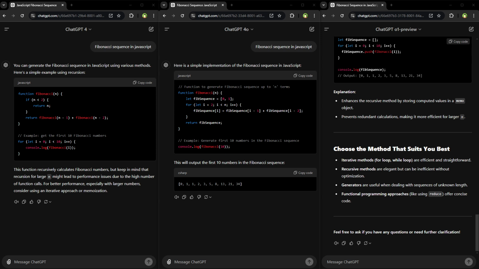Answer from ChatGPT 4o provides a concise iterative solution which is more efficient than recursion for large inputs and outputs the Fibonacci sequence directly. It's simple and well suited for most use cases.